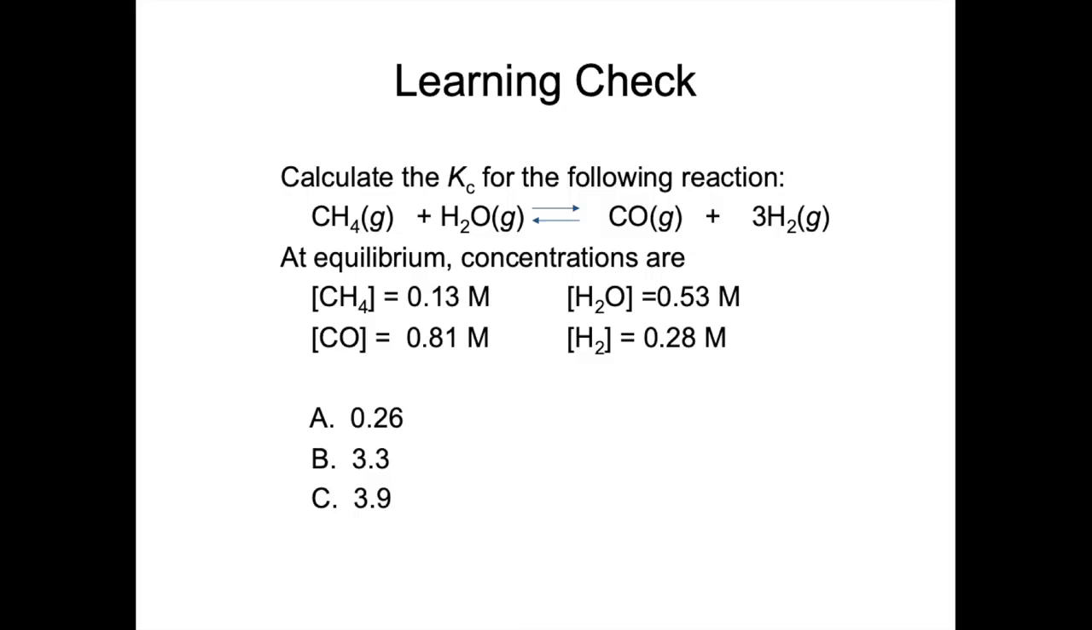Here, let's try this one out. So here we have an equilibrium between methane and water on the reactant side, and we have carbon monoxide and hydrogen on the product side. Please note, of course, that the hydrogen there has a coefficient of 3. Okay, so first of all, write out an equilibrium expression for this equation. And then once you've done that, plug in these concentrations. You're told that your concentration of methane is 0.13 molar, water is 0.53 molar, carbon monoxide is 0.81 molar, and hydrogen is 0.28 molar. Okay, so feel free to pause the video here and figure out which of these three answers is the correct one.